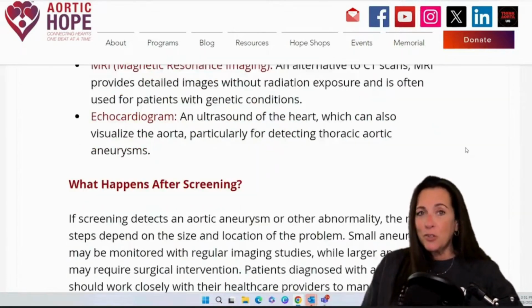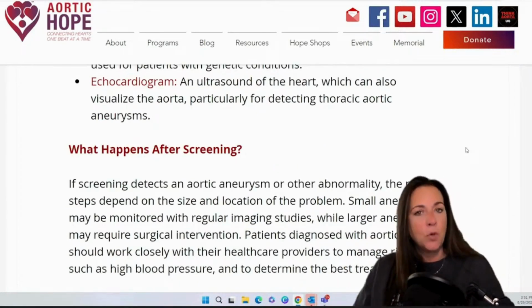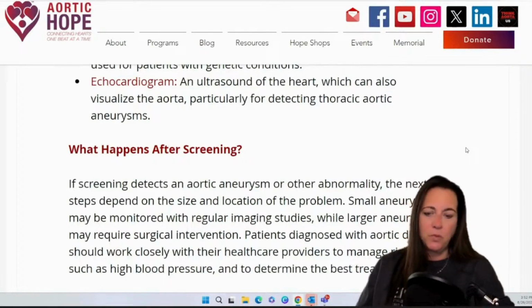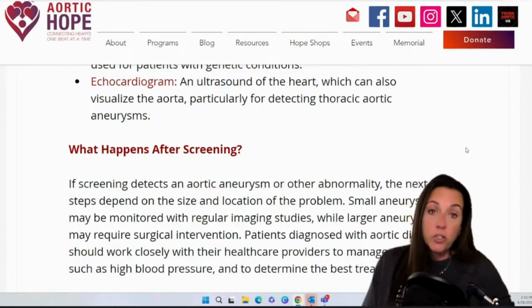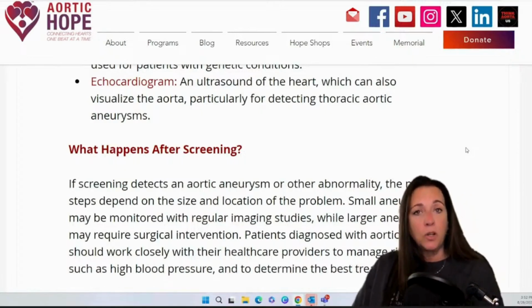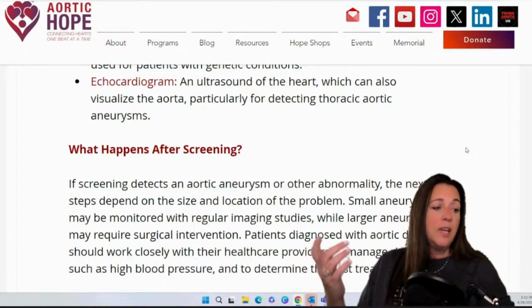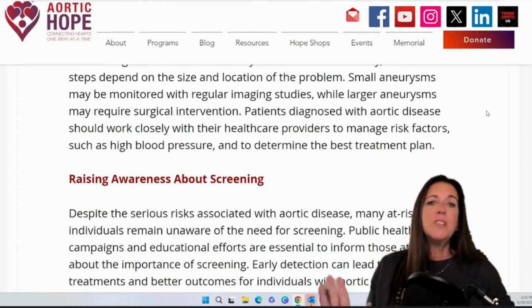So what happens after you're screened? This is interesting, but if screening detects an aortic aneurysm or any other abnormality, the next steps really depend on the size and the location of the problem. So small aneurysms, they will probably just be monitored with regular imaging studies, while larger aneurysms may require surgical intervention sooner rather than later. Patients that are diagnosed with aortic disease really need to work closely with their healthcare providers to manage those risk factors, such as high blood pressure, and just overall to work to determine the best treatment plan.